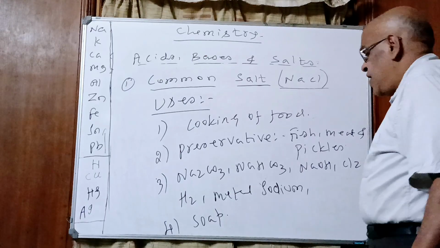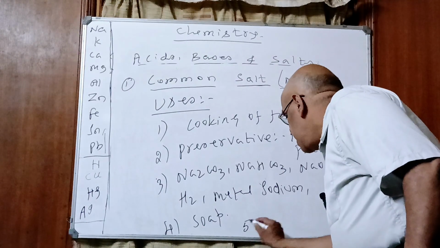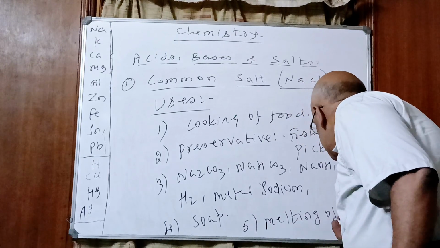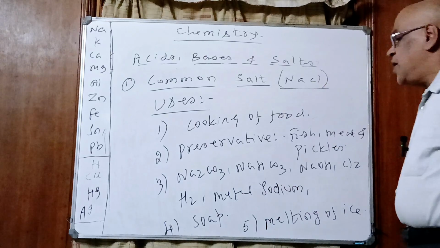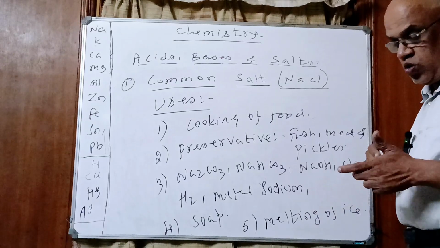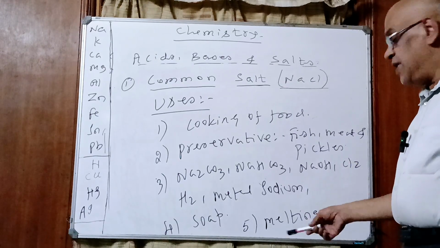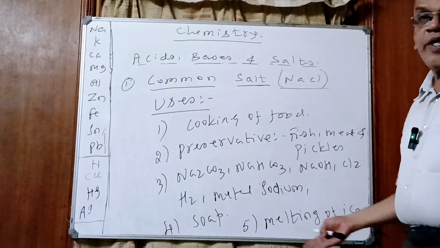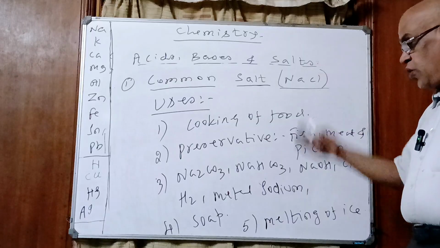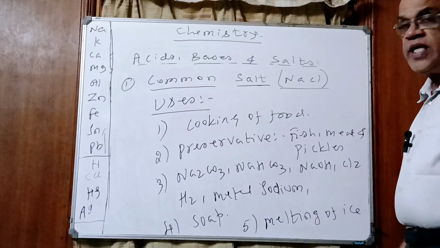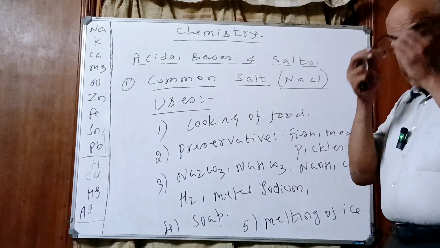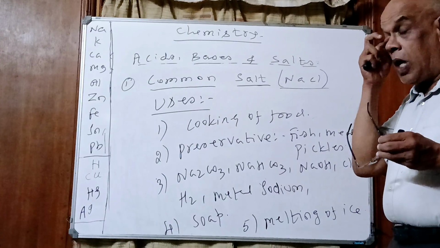Then the fifth one, children, I write it here only. It is used in melting of ice. In cold countries, what happens, children? During winter, ice gets accumulated in the form of huge rocks in cold countries like European countries. There, salt is poured on it. Road gets blocked because of the accumulation of ice in huge quantity in the form of a rock. How to melt it? Small ice can be melted by hitting it with a hammer, you can crush it. So, when ice is formed like a rock, what do you do?